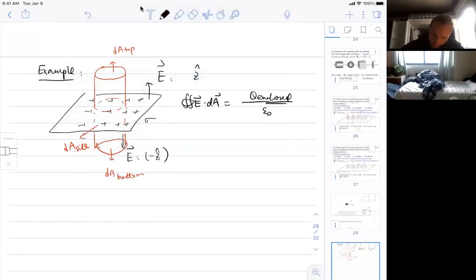Realize that we have already answered the question that E is parallel to dA. For the second condition to be met, we need E to be constant on the surface. So in this case, we don't have to consider the barrel, the side, because the dot product is 0 actually. We don't have to worry about that. It's really just the top and the bottom surface. So also again, can you convince yourself that E here is the same value?